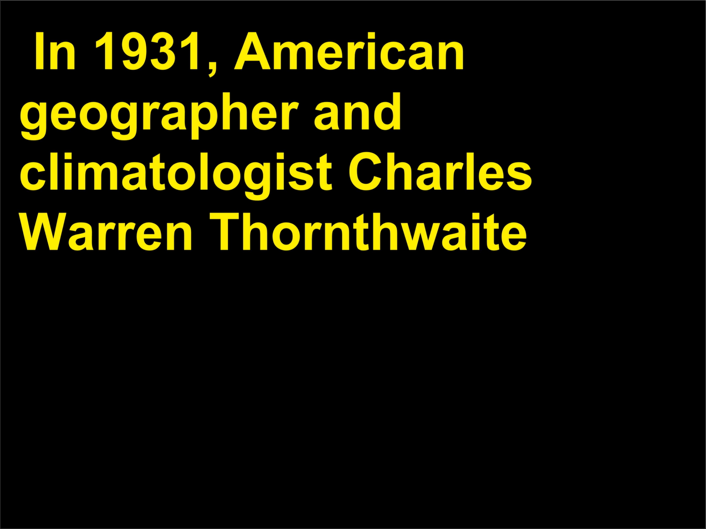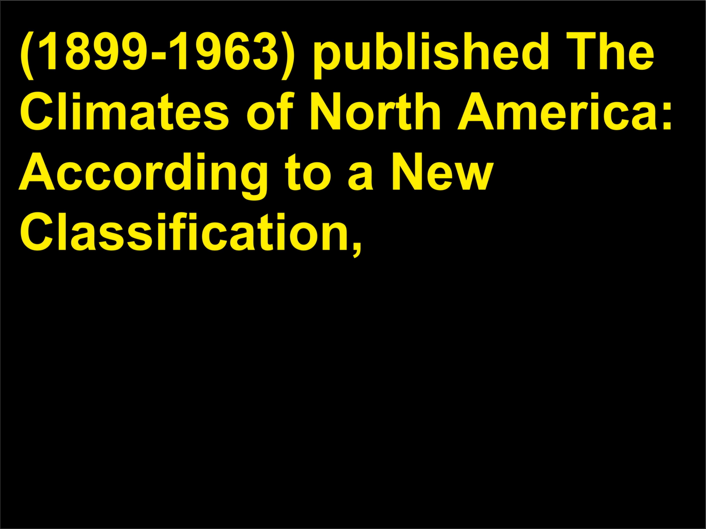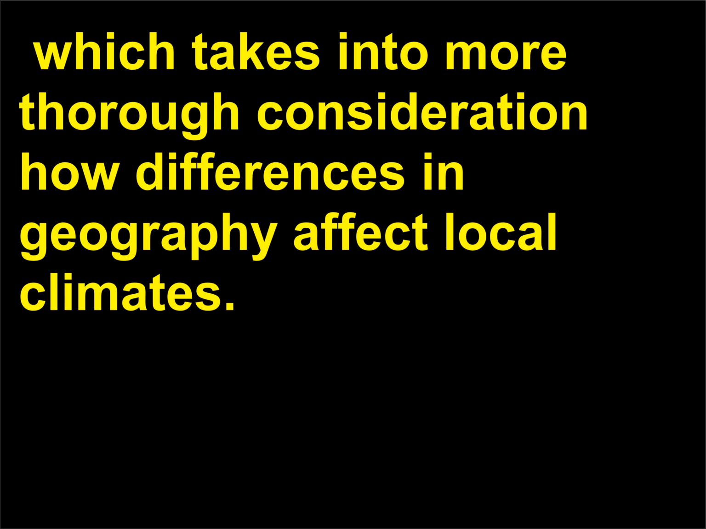In 1931, American geographer and climatologist Charles Warren Thornthwaite, 1899 to 1963, published The Climates of North America, according to a new classification, which takes into more thorough consideration how differences in geography affect local climates.